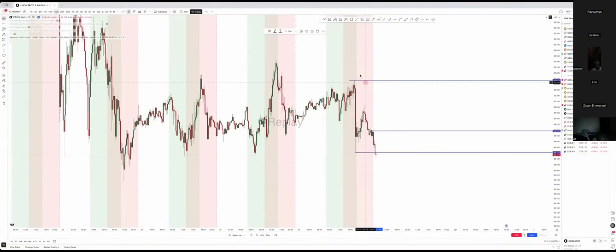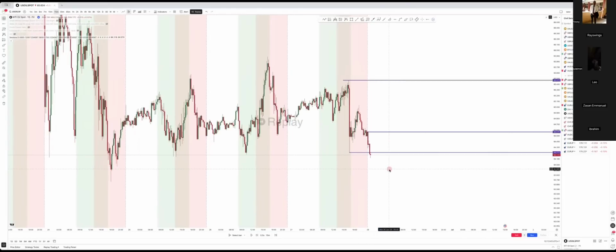Okay. What you want to do is come to horizontal ray. This is the horizontal ray. Click on it. Drop it at the highest point price got to, which is here, between this session break line and this one. Same thing. Click the lowest point price got to. Then add it to the close of price on Friday. Then you wait. You wait for what? You wait for the market session.